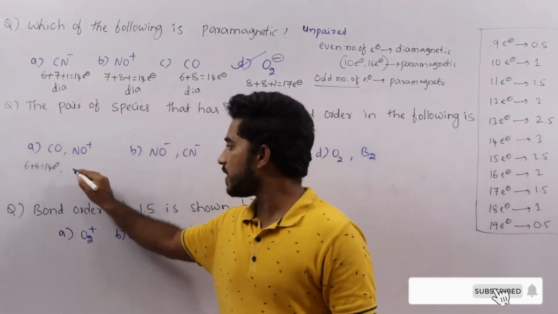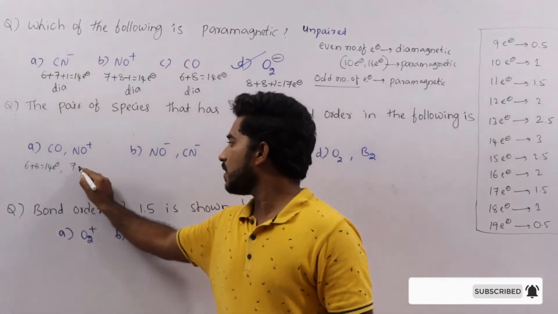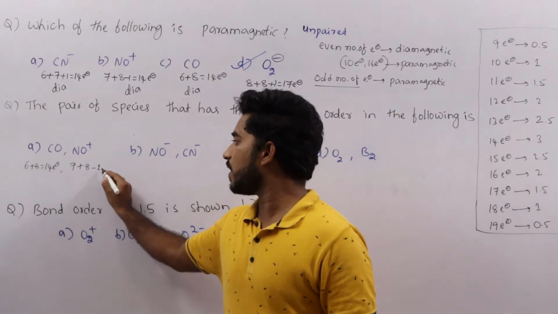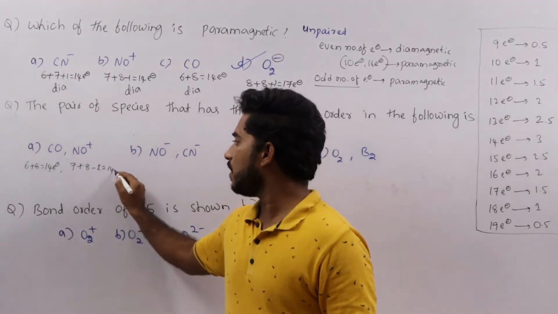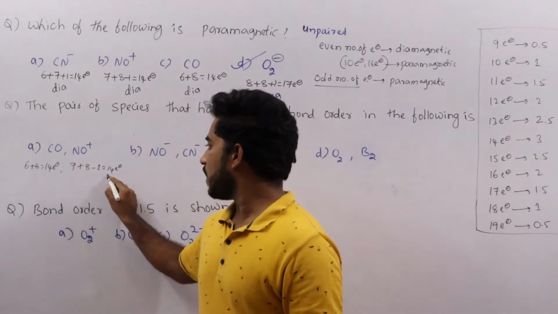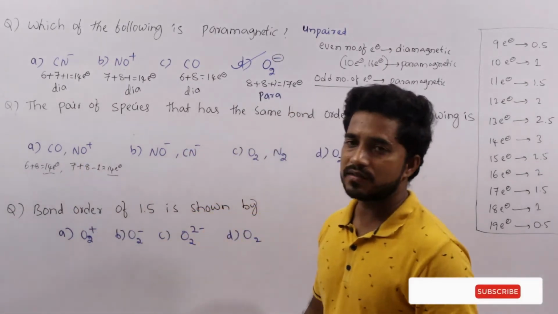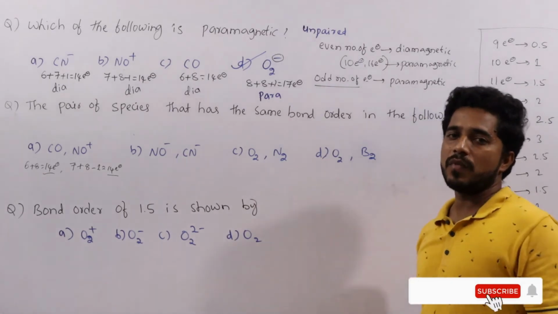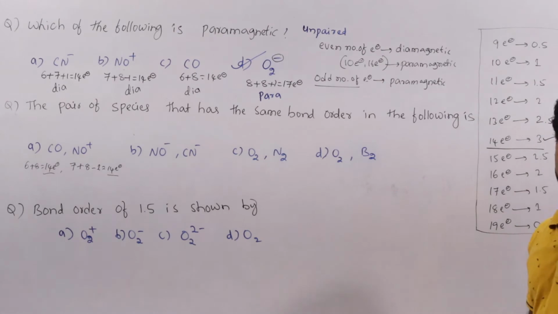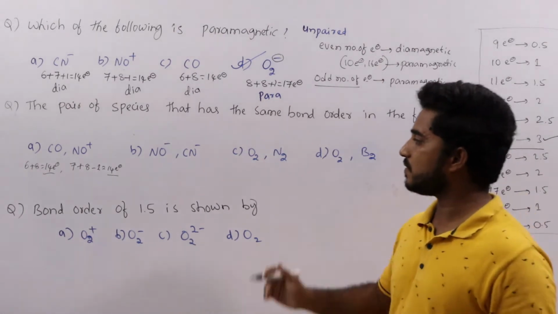Now NO plus: nitrogen 7, oxygen 8. Here there is a plus charge, so we have to remove 1 electron. So totally 14 electrons. CO and NO plus contain 14 electrons, so they show the same bond order, that is, 14-electron species with bond order 3. Let us see the next one.